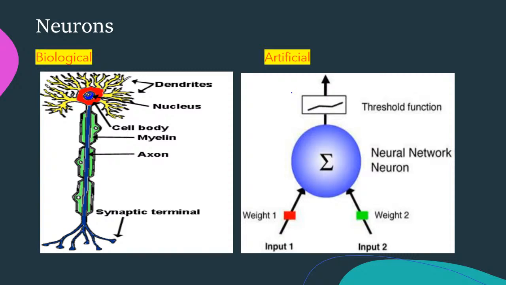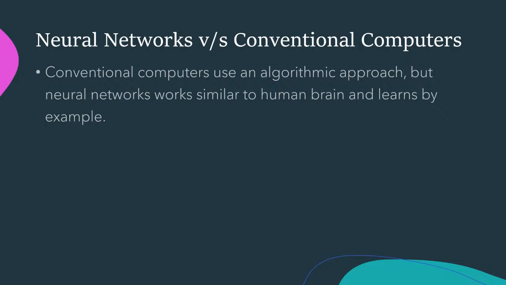And if you are observing the neural network, there are biological neural networks, and what does artificial mean? Artificial means man-made, and intelligence means human thinking power. The artificial neural network was initially developed in 1956, and from there onwards it has been changing every year. These algorithms are changing. Conventional computers use an algorithmic approach, but neural networks work similar to the human brain and learn by examples.